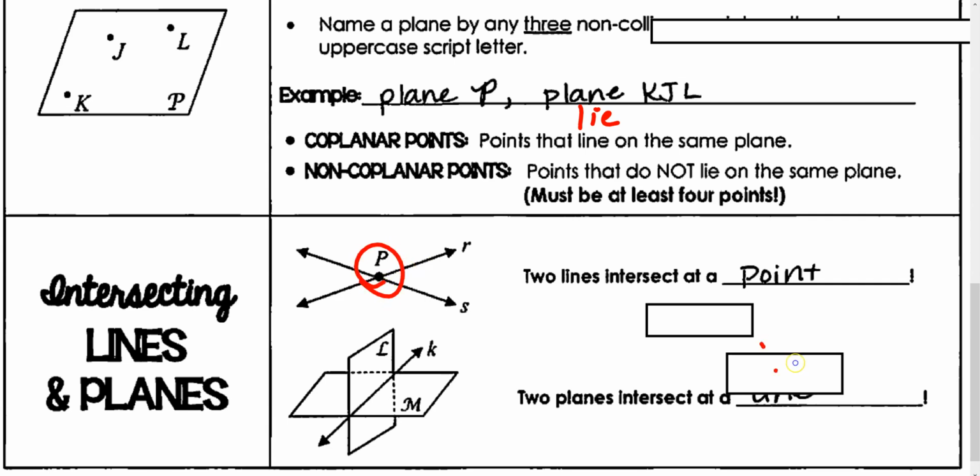And then we could say that two planes intersect at a line. Notice you have a vertical plane and you have a horizontal plane. They meet at line K. All right, just like two walls. Think about when two walls meet at a corner. That corner is technically like a line.